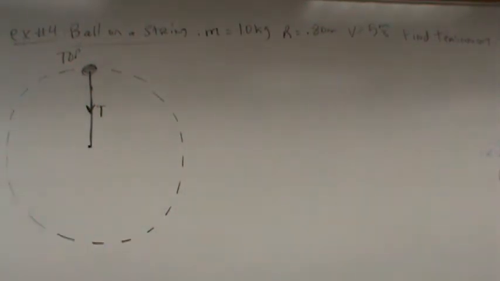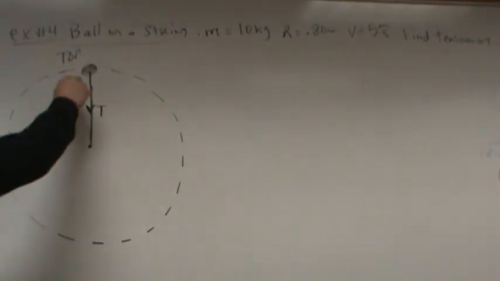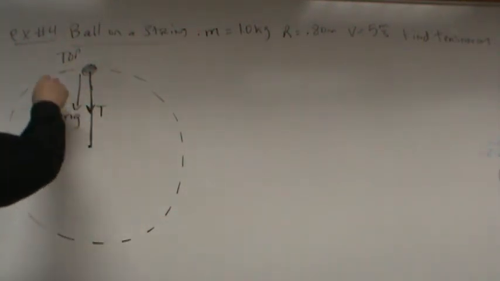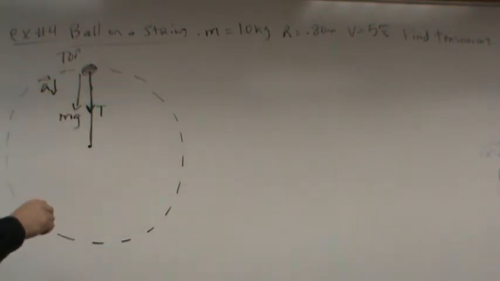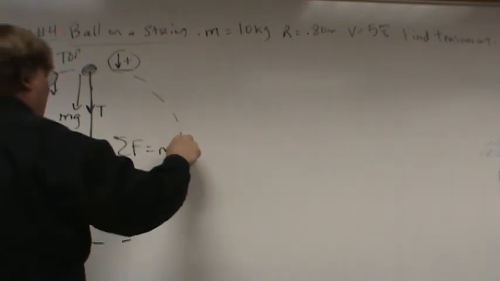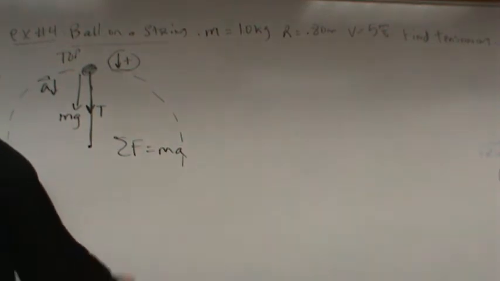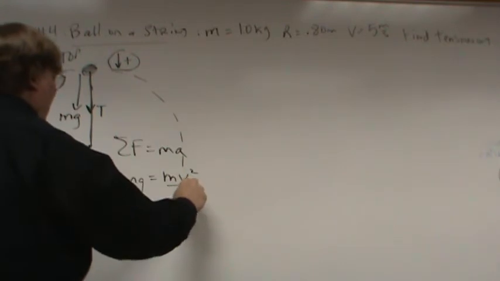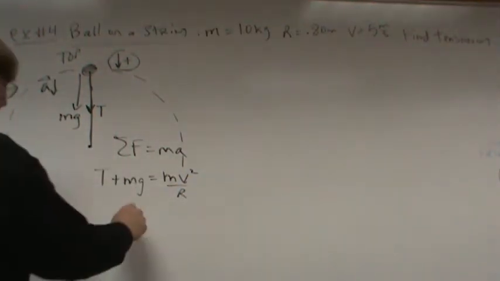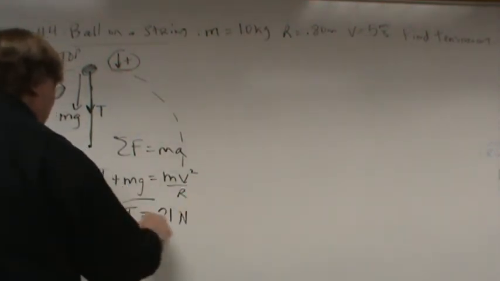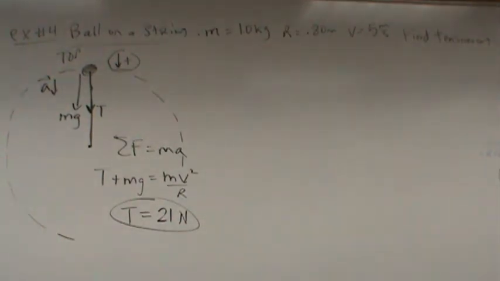Tell me, what's the direction of the weight of this ball? Down, exactly. And what's the direction of the acceleration? Down, towards the center of the circle, down as well. So are you okay that if we define down as positive, then I've got sum of the forces equals ma, and I end up with tension plus mg equals mv squared over r, and they're all positive. Just believe me when I say tension is equal to about 21 newtons. You plug in all that stuff and you get 21 newtons. You guys okay with that?